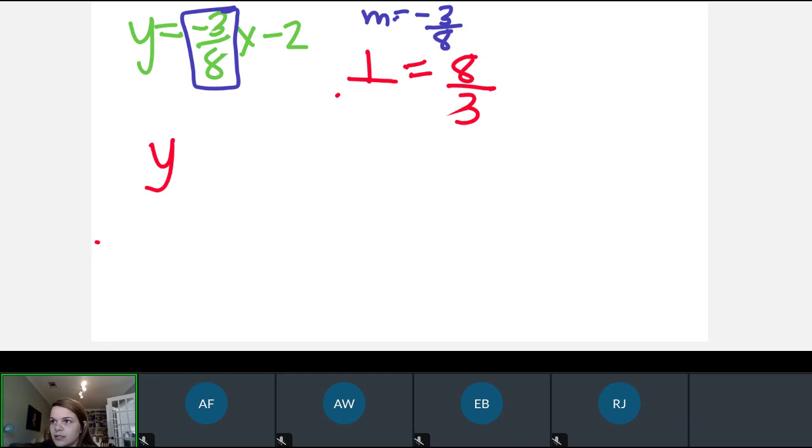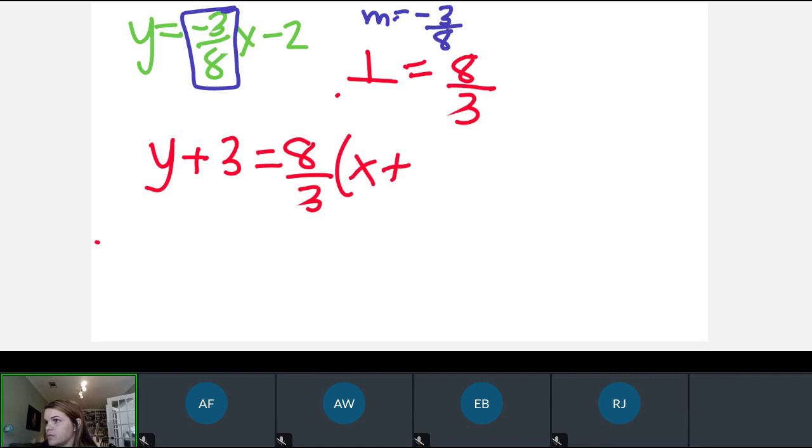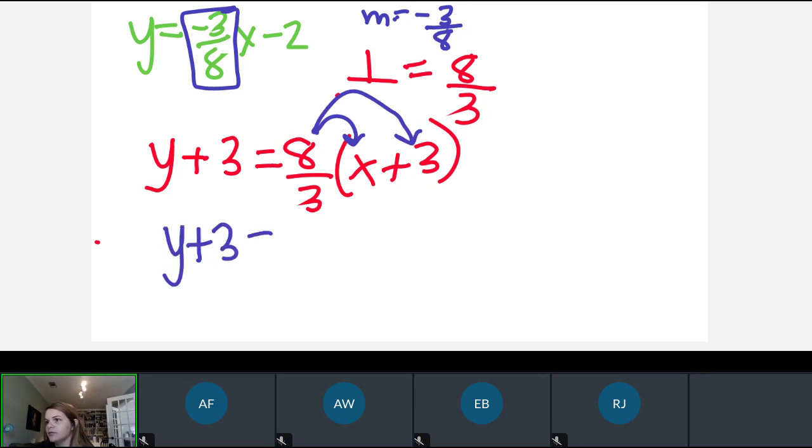Then since you're going through the point -3, 3, these both turn into y minus -3 and x minus -3. So those become plus. And then you will distribute. Okay, Liv, give me just 1 second. Distribute. So you'd get y plus 3 equals 8/3 x plus 8. Then you'll subtract 3 from both sides, and that will give you your equation. Don't forget to include your x in your equation.